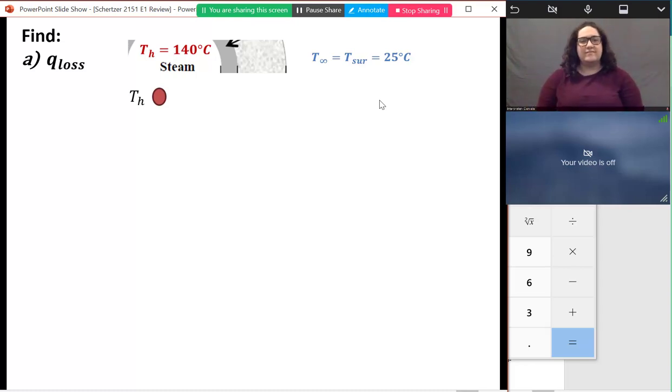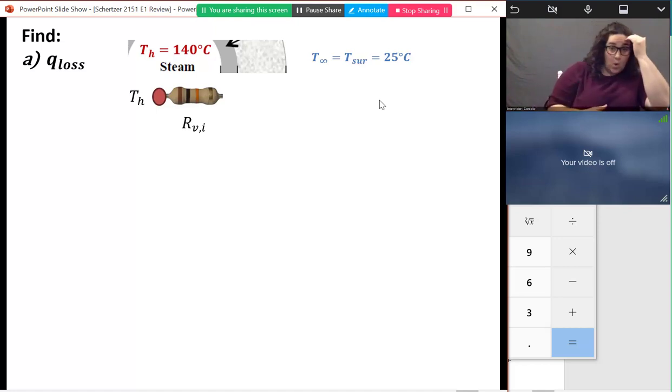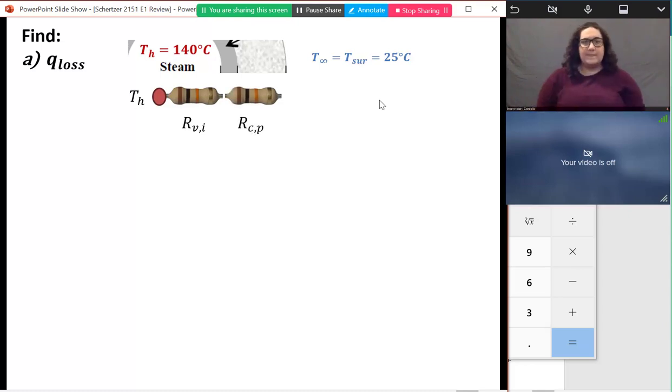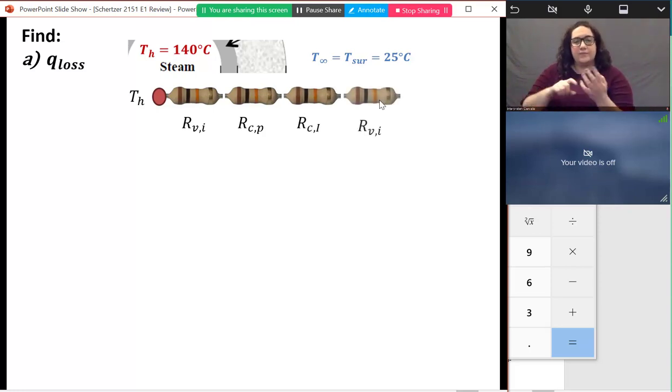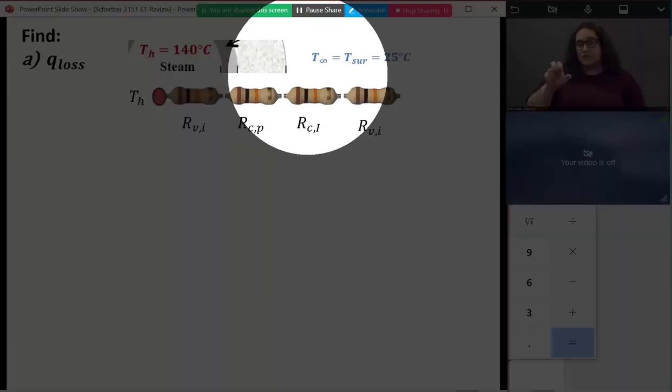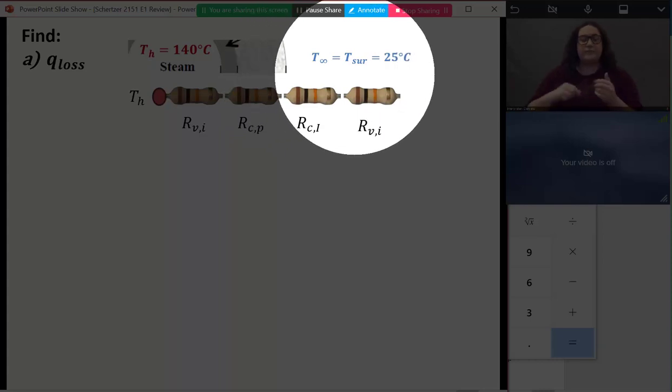So here we have resistors in series. We start at the hot steam. Then we have resistance to convection from the steam to the inside wall of the pipe. Then we have conduction through the pipe, so we need a resistance for that. Conduction through the insulation, so we have another resistance. And then another resistance on the outside of the pipe from that outside surface to T infinity.